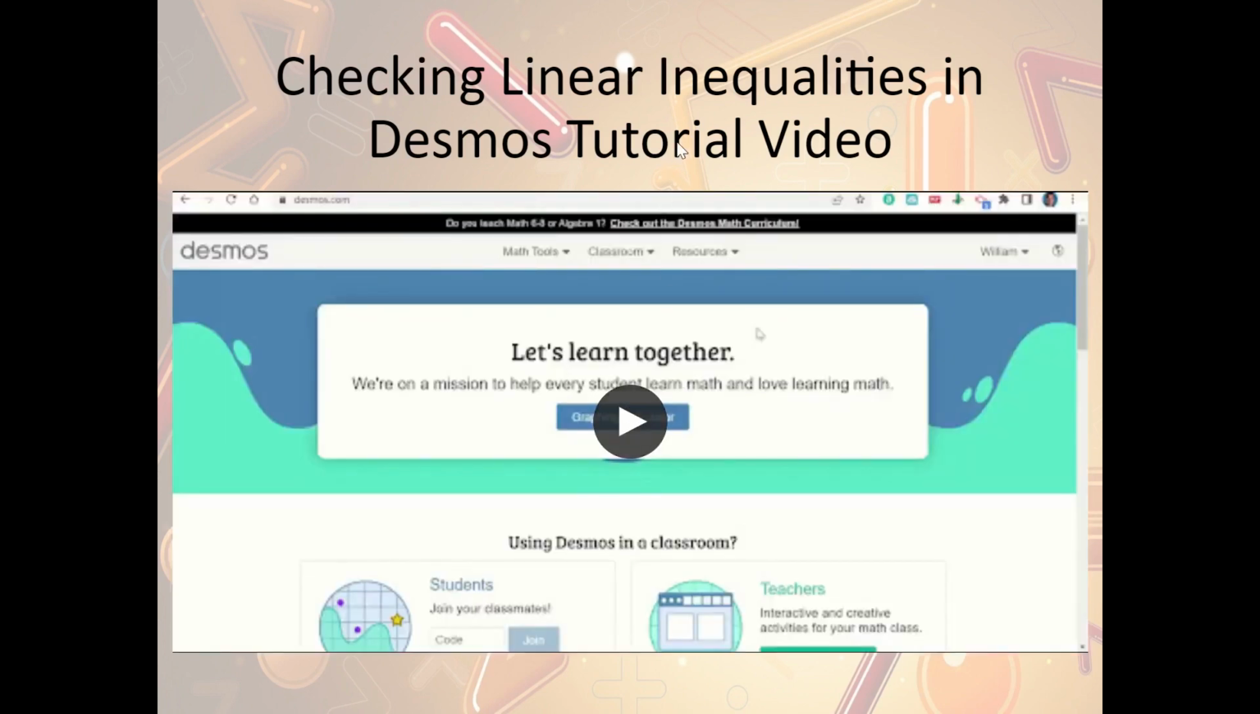There's a video here that shows you how to check your work using Desmos after you've already graphed the linear inequality, so you can check it using Desmos.